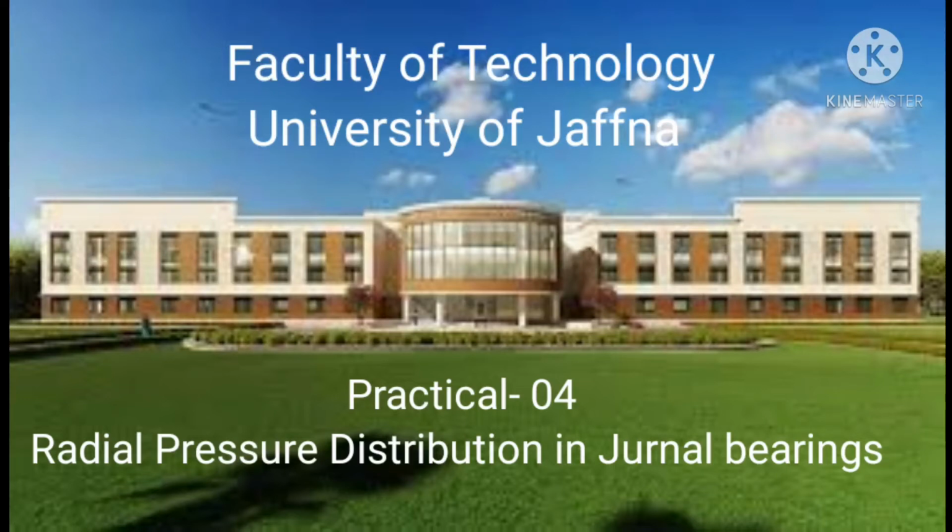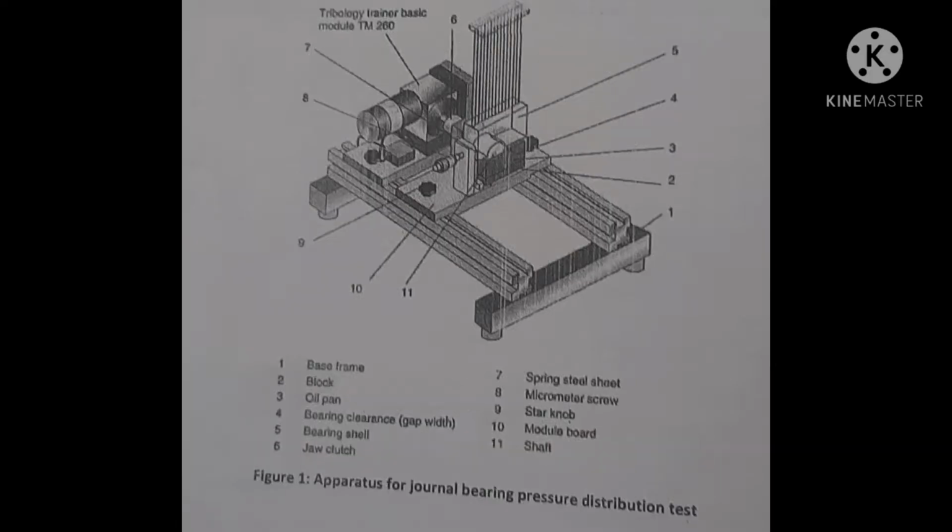This is Dynamics of Mechanical System, practical number 4. The practical is radial pressure distribution in journal bearings. The objective of this practical is to study the pressure distribution in journal bearings in different conditions. Under the different conditions, we are going to study the radial pressure distribution in the journal bearings.